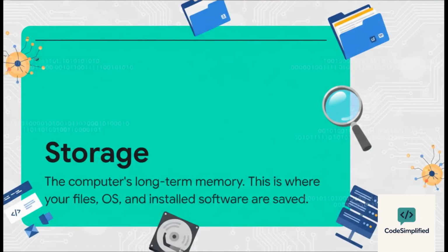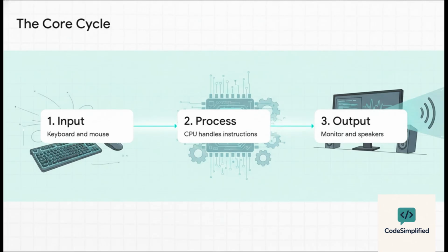And rounding out our core components is storage. If RAM is the desk space, storage is the computer's long-term memory. It's the big filing cabinet. This is where all your files, your operating system, and all your apps are saved permanently, even when you shut the computer down. So how do all these parts work together?